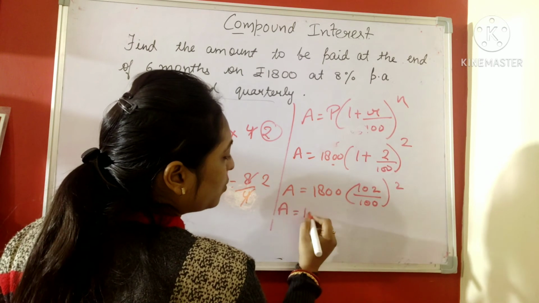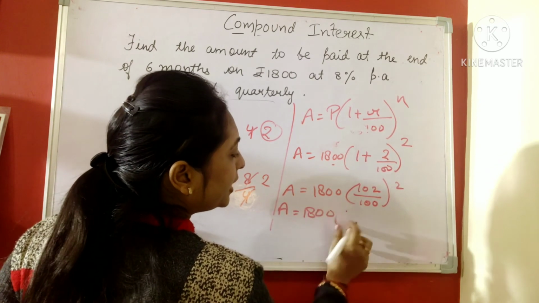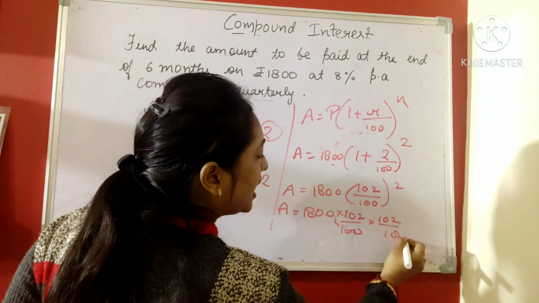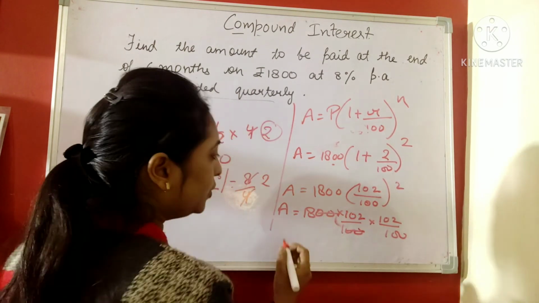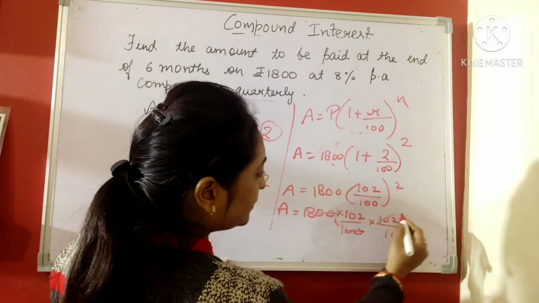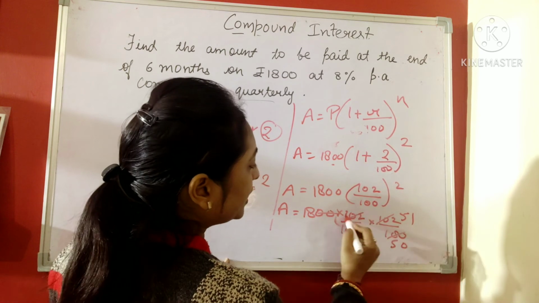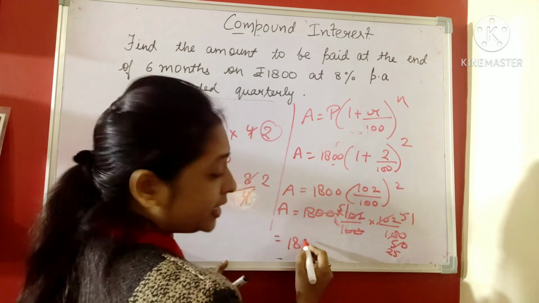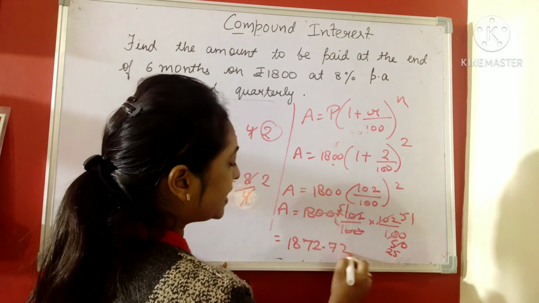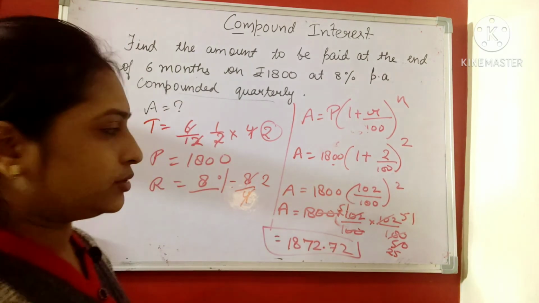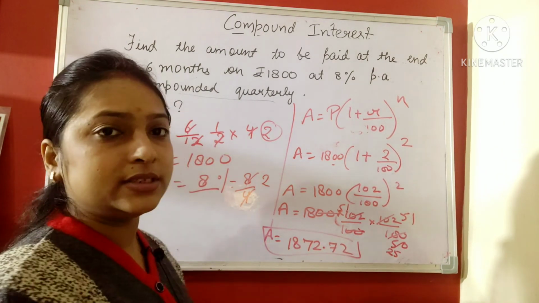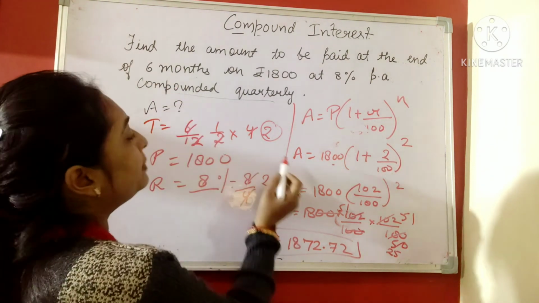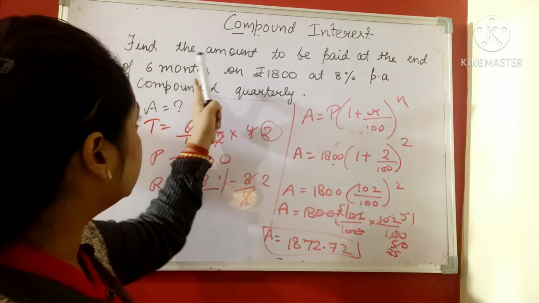So it will be 1800 into 102 by 100 into 102 by 100. Now please solve this value. On further solving, it is 51 upon 50, again 51 upon 25. When we solve it, we will get 1872.72. You can check in your calculator also. So the amount for this question is 1872.72.